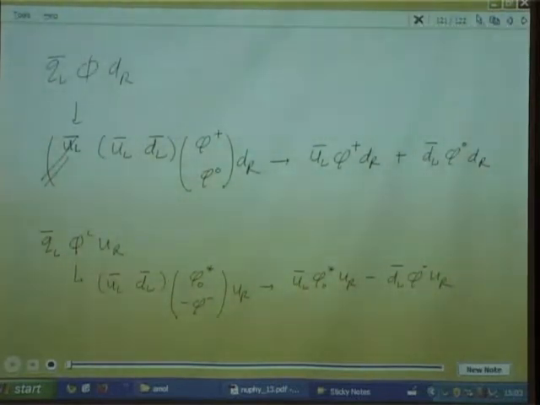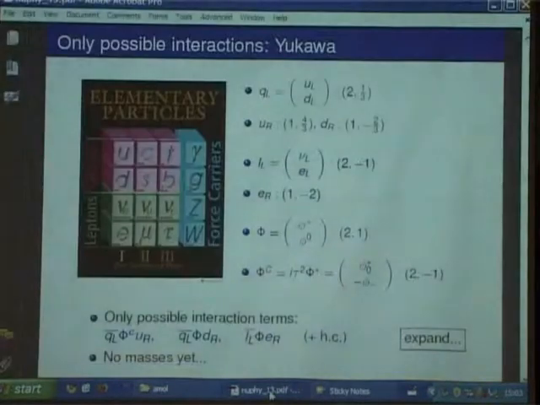Why have you raised and lowered the index of the sign? Phi 0 is a subscript here. Oh no, it's just a convention. It's nice. So you can choose whichever way you want. There are many conventions, so that's not very important.